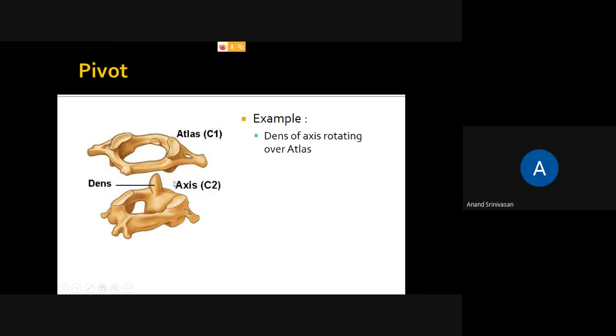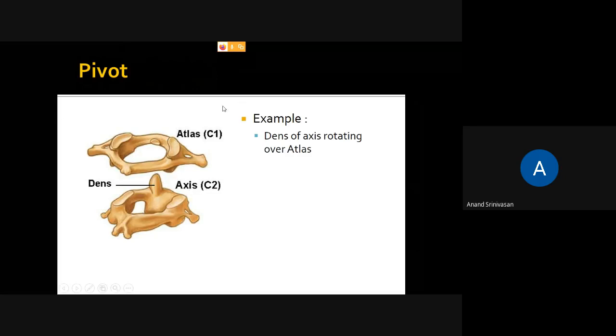Now in C2, you can see there is a projection. This projection is called dens. And this dens is attached to the atlas. There is a joint between the dens and the atlas. What happens when we turn our head, when we say no or turn our head from side to side? The skull also moves. So how does it move? It moves in this joint between C1 and C2.